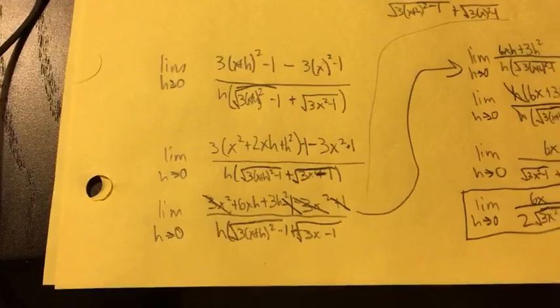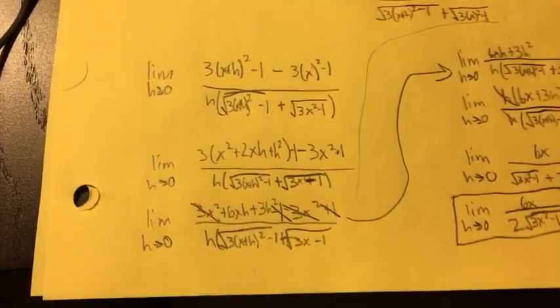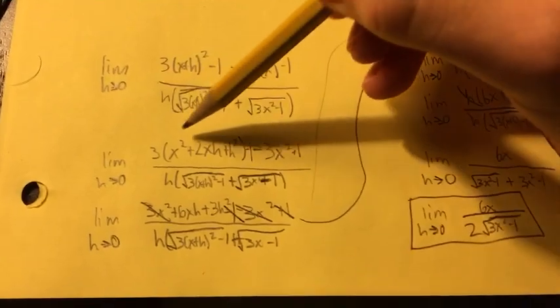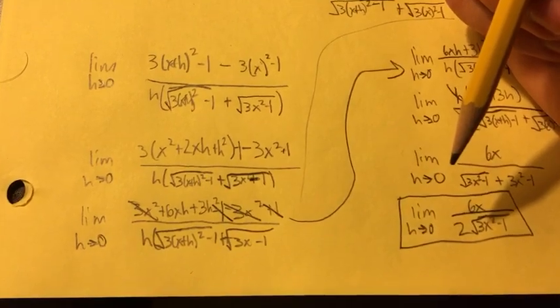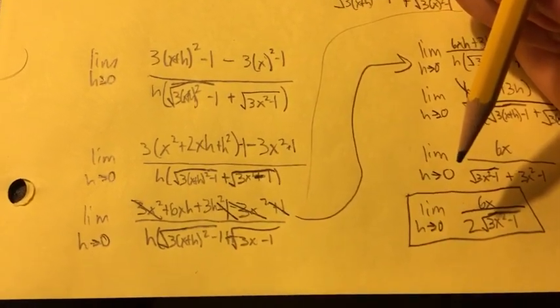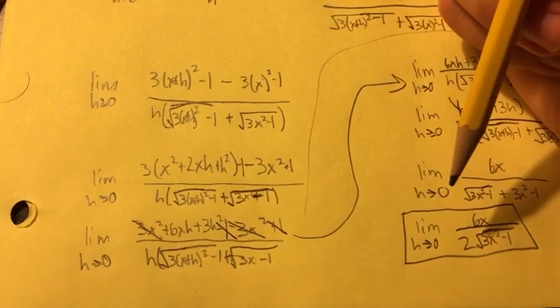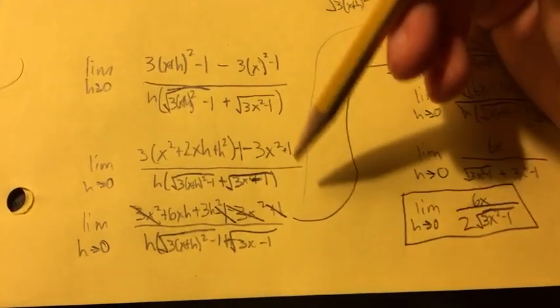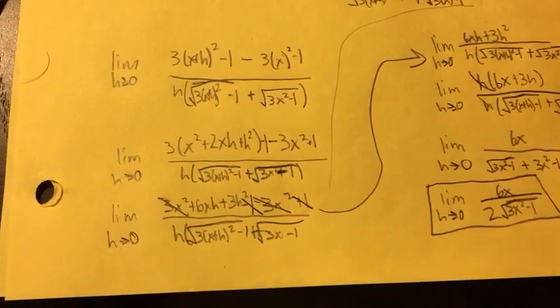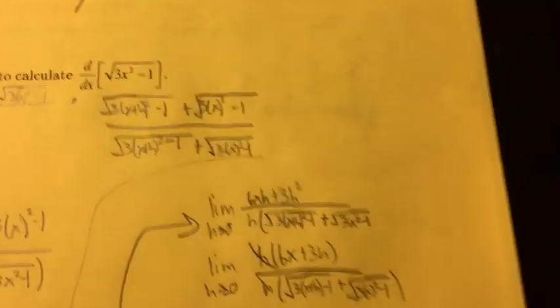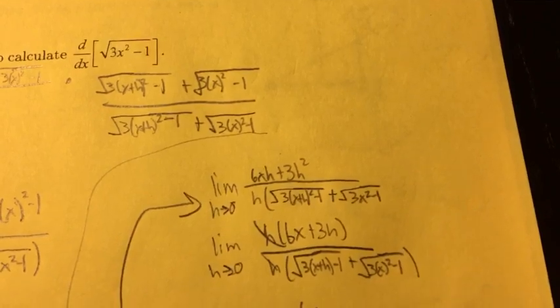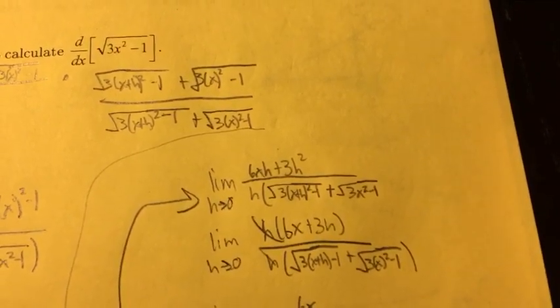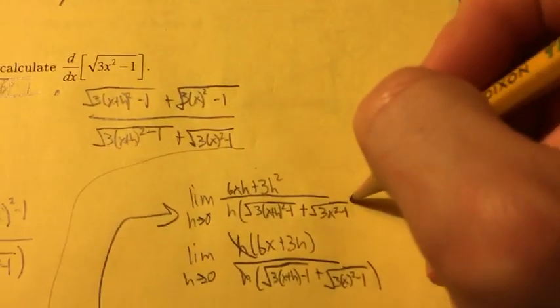And once you square the x plus h, then you get 3x squared plus 6xh plus 3h squared minus 1 minus 3x squared plus 1 over all that. And then the 3x squareds cancel out as well as the 1's do. And then you get the limit as h goes to 0 of 6xh plus 3h squared over h, or if you factor out an h here, you get the parentheses right here.